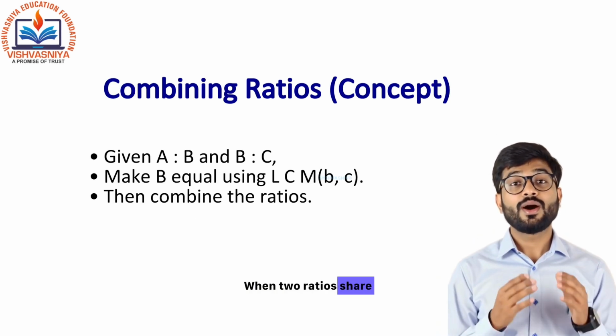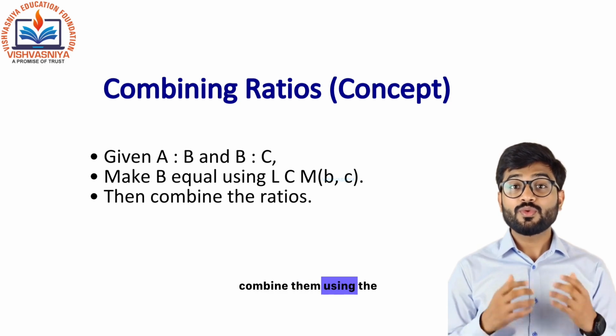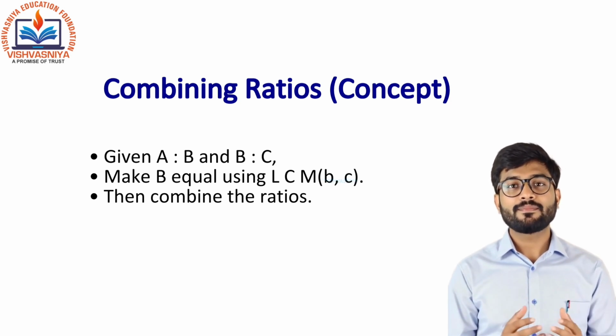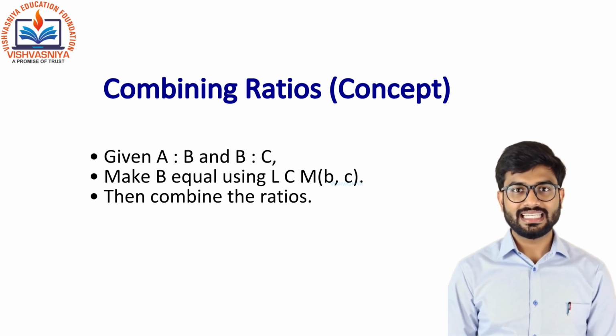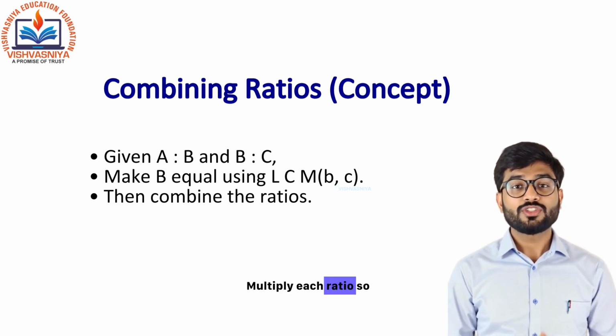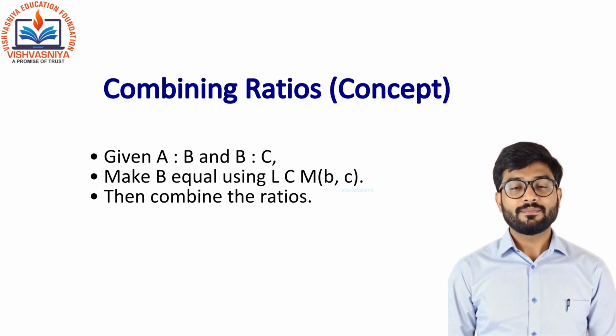When two ratios share a common term, we combine them using the LCM method. If A:B equals A:B and B:C equals C:D, the value of B must be made equal. Multiply each ratio so that both B values match.